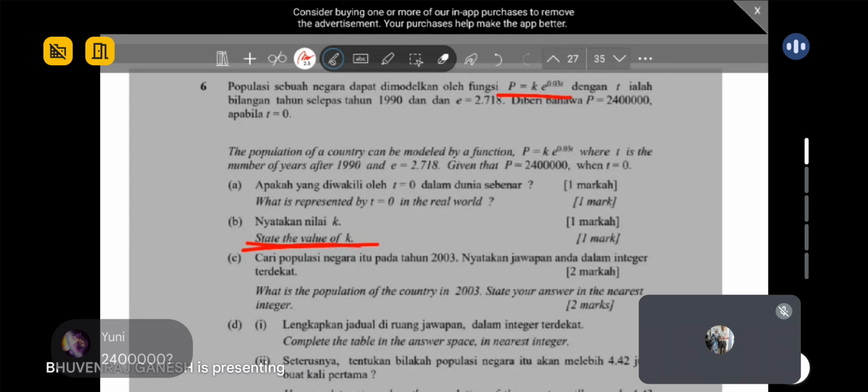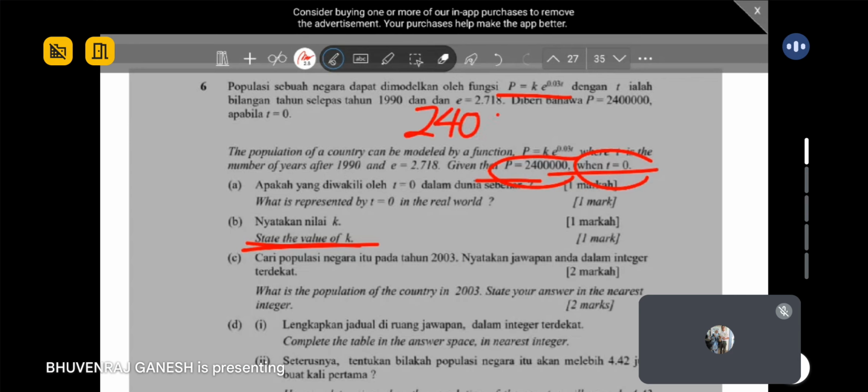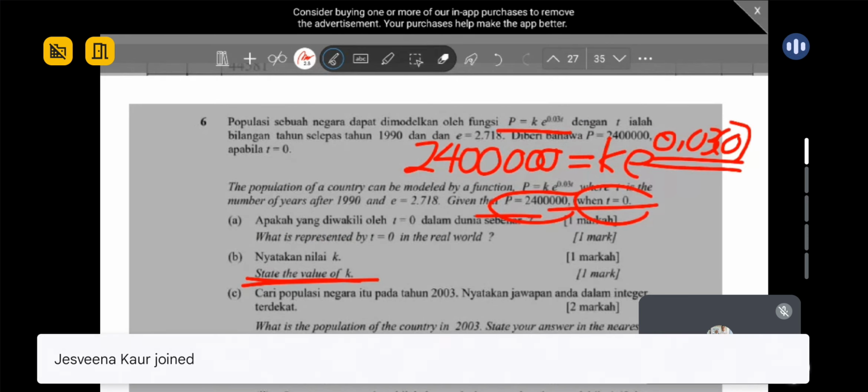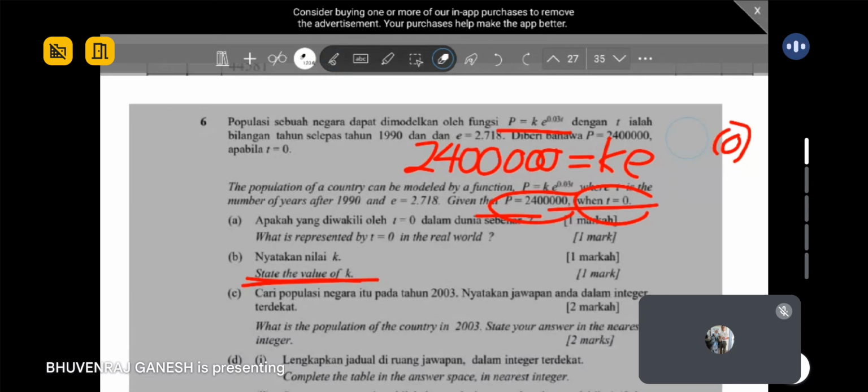Yes, correct. The answer is 24 million. Correct. Okay, 24 juta. Alright. So how you get the answer? Okay, they already tell you T equal to 0, P equal to 24 million. 24 juta. So you just write out lah. 24 million equal to K e power 0.03 times 0. So guys, 0.03 kali kosong, you get 0. Am I right? So the whole thing here is 0.